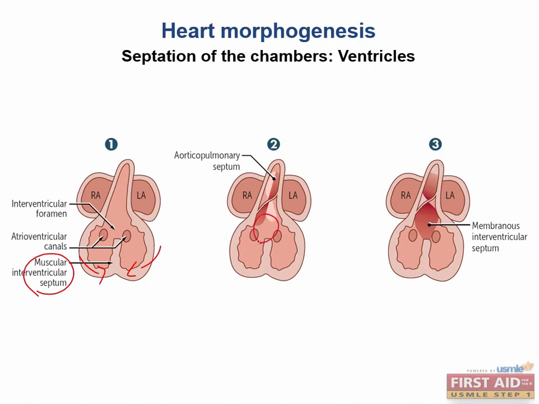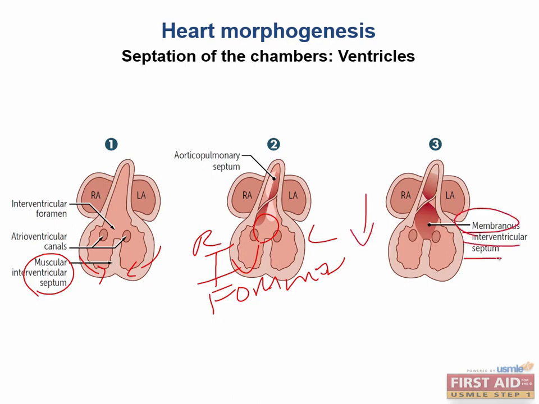Notice how we still have a communication above this newly formed muscular interventricular septum. Now what's left over is the interventricular foramen. How are we going to close off this communication between the left and the right ventricle? The endocardial cushion sitting directly above the muscular interventricular septum will send a membranous sheet of tissue downward. Now this is the membranous interventricular septum.